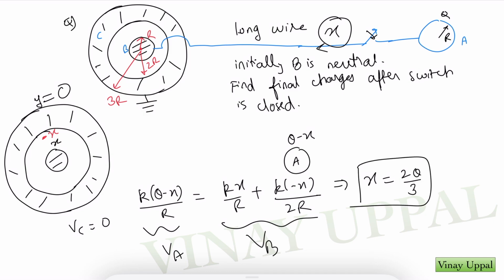So therefore sphere B will have charge 2Q by 3, sphere A will obviously have charge Q by 3, and sphere C will have minus 2Q by 3 on the inner surface. So that's how we'll solve this question. I hope you've understood how we wrote down the equation for earthing as well as connecting B and A.